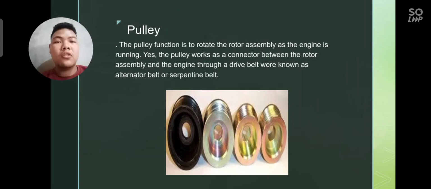First is the pulley. The pulley function is to rotate the rotor assembly as the engine is running. The pulley works as a connector between the rotor assembly and the engine through a drive belt, known as the alternator belt or serpentine belt.